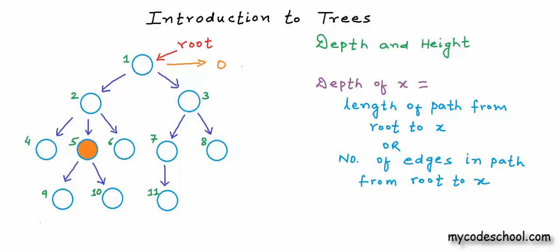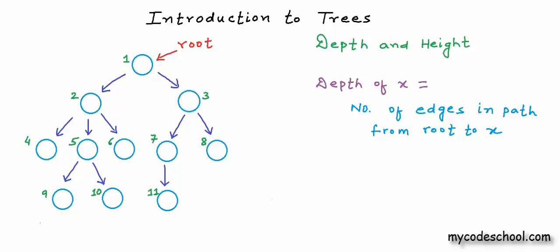For this node numbered 5, we have 2 edges in the path from root. So the depth of this node is 2. In this tree here, depth of nodes 2 and 3 is 1, depth of nodes 4, 5, 6, 7 and 8 is 2, and the depth of nodes 9, 10 and 11 is 3.